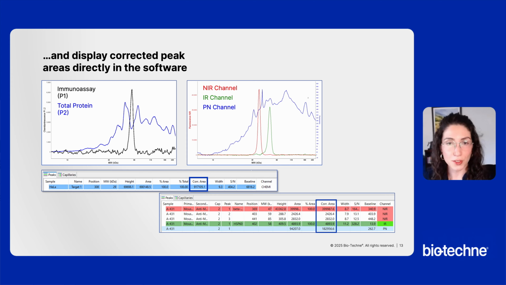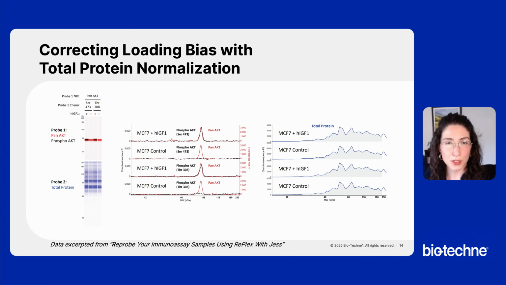Compass also offers a variety of advanced tools to ensure consistent and robust analysis. Here is a dataset that illustrates what an assay can look like with total protein in the chemiluminescence channel with immunoassay multiplexing. In this experiment, we were analyzing phosphorylation levels of AKT in MCF7 cell lysate. Samples were either untreated or treated with human insulin-like growth factor 1. HIGF-1 induces phosphorylation and activation of AKT.